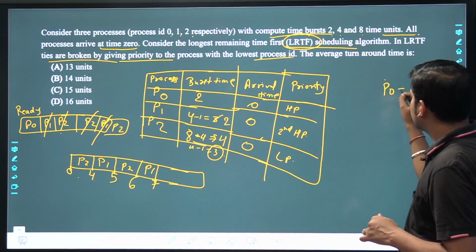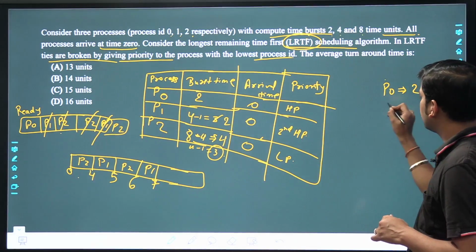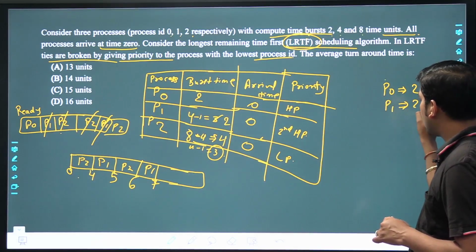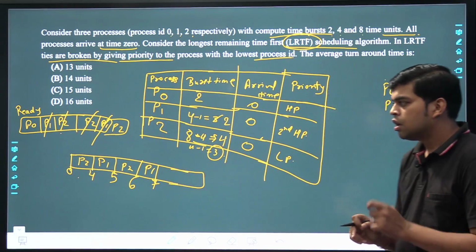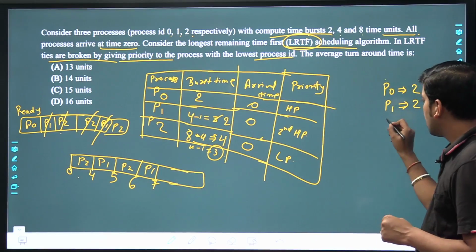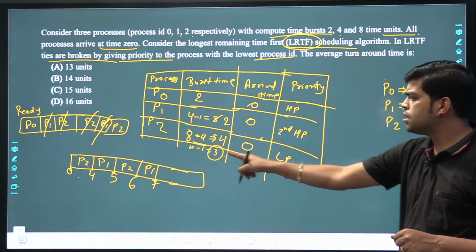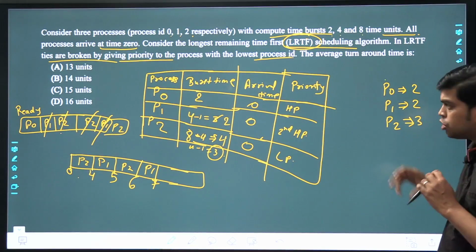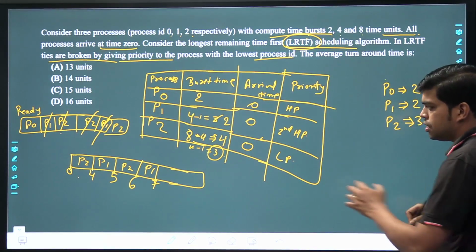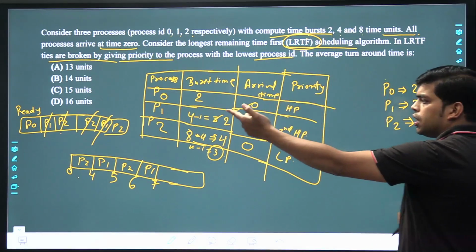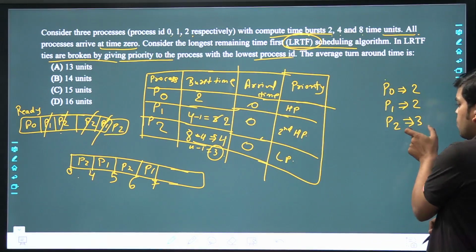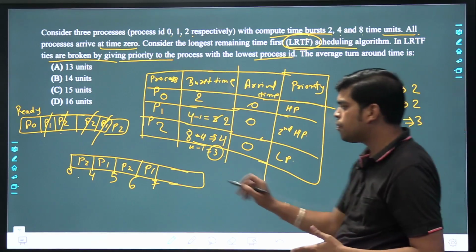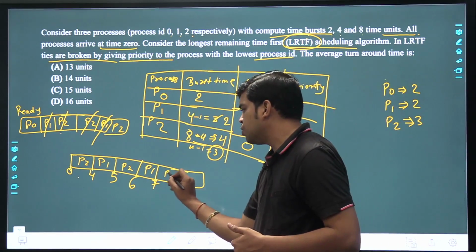What we can say is that the burst of P0 is 2 already, and the burst of P1 is now 2 after executing 1 unit of time. Now the burst of P1 is again 2 and the burst of P2 is still 3. So at that time P1 is running, and P0 and P2 are in the ready queue. The maximum burst process is P2, so we need to preempt P1 again and execute P2.